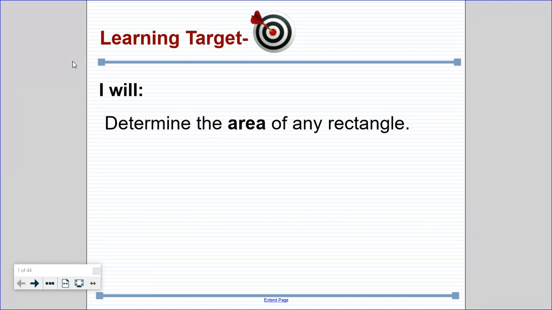Hopefully some of this will be review because that word area should sound familiar. We talked a lot about area when we were learning multiplication and using an area model to solve our multiplication facts and also solving area story problems. So hopefully this will sound familiar.